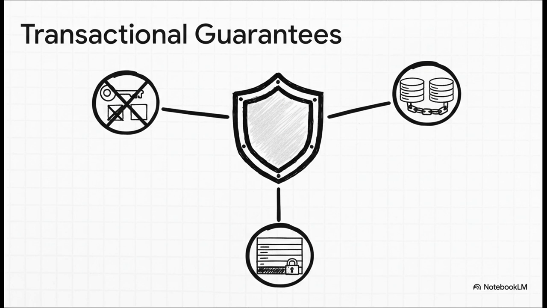Now, that speed is backed by a bunch of features that are frankly non-negotiable for transactional workloads. You get enforced primary and unique keys, which basically means the database itself guarantees you won't get messy duplicate data. You get foreign key integrity, so the relationships between your tables stay clean and valid. And critically, you get row-level locking.